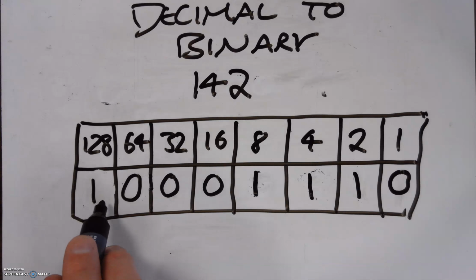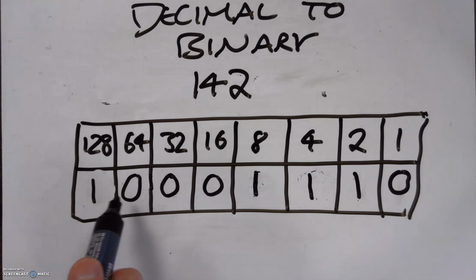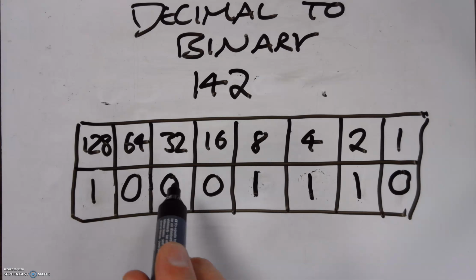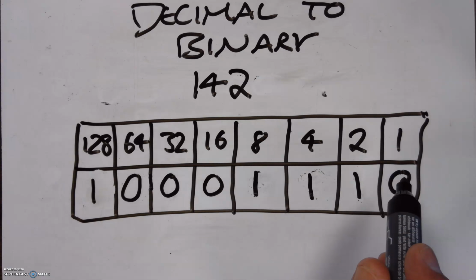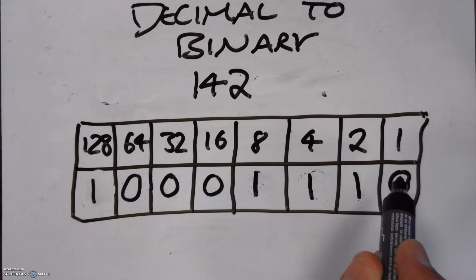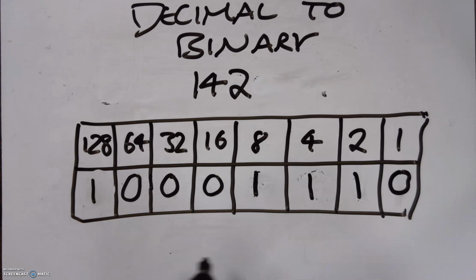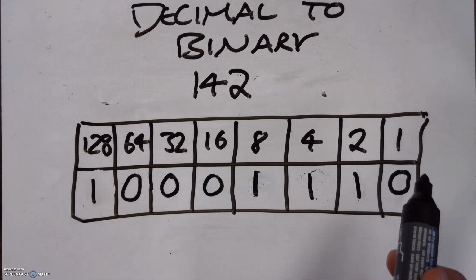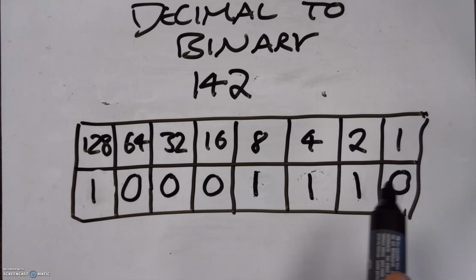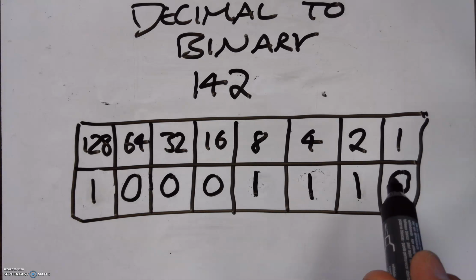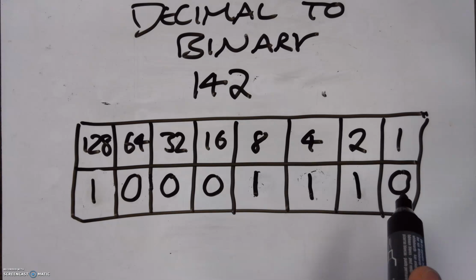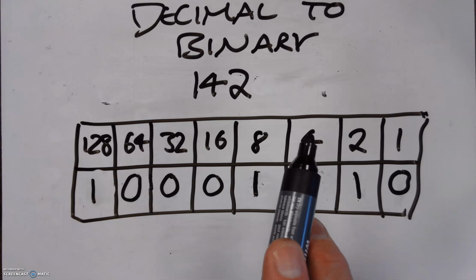And my binary number, 142 in binary, is 10001110. That will be my answer. You could write that underneath. If you've got that right, there's your mark, that is fine. And again, as I said to you just now, there's a 0 in the place value 1, so that's going to be an even number, so I'm fairly certain I've got that right.